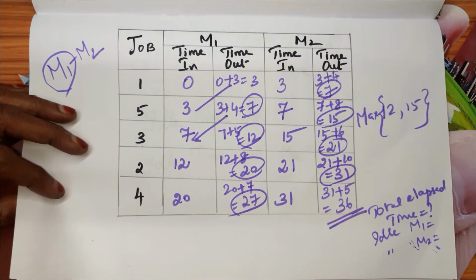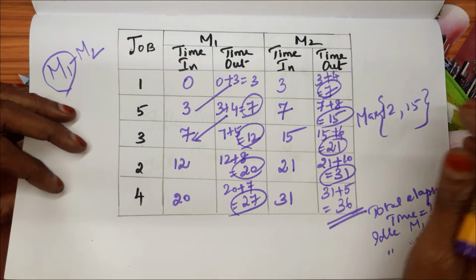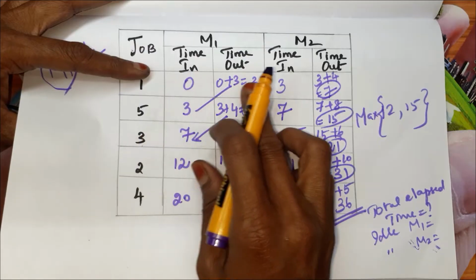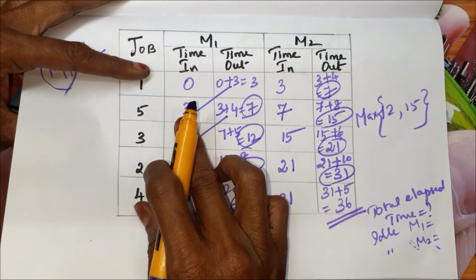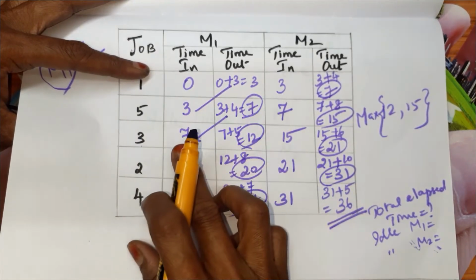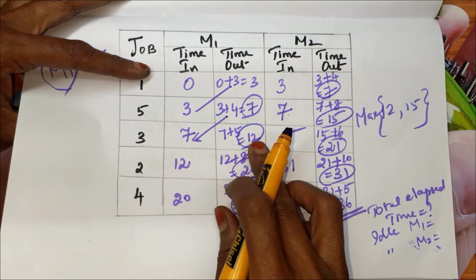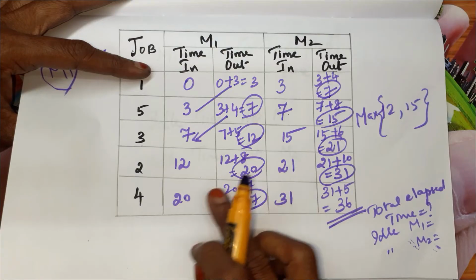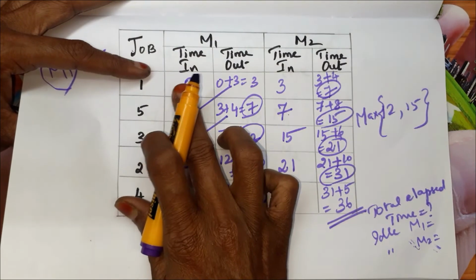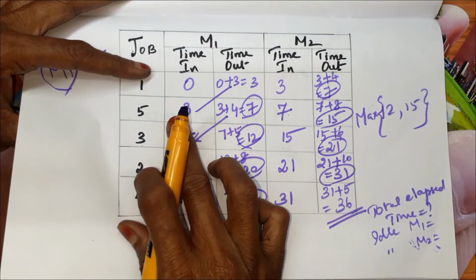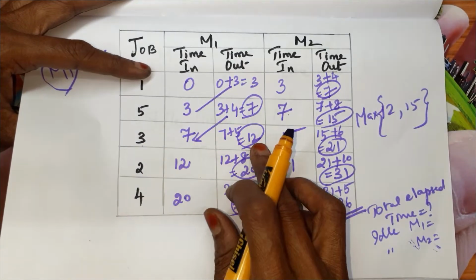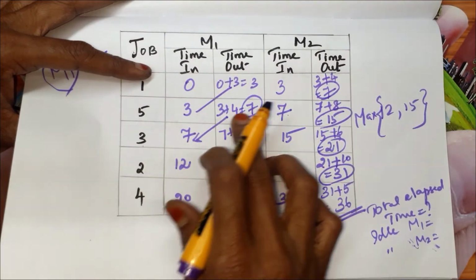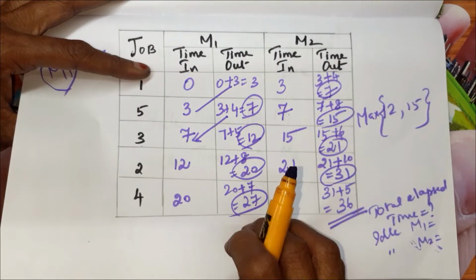Now we have to find out what is the idle time for machine 1 and machine 2. See, machine 1 starts at 0 hour and at 3 hours it will get over. Then at 3 hours it starts, at 7 hours it will get over. Then at the 7th hour it starts, at the 12th hour it gets over. At 12 it starts and at the 20th hour it gets over. 20, 27. So it started at 0 and finished at 3, started at 3 and finished at 7, started at 7 and finished at 12, started at 12 and finished at 20, started at 20 and finished at 27. So continuously it is working from 0 to 27.